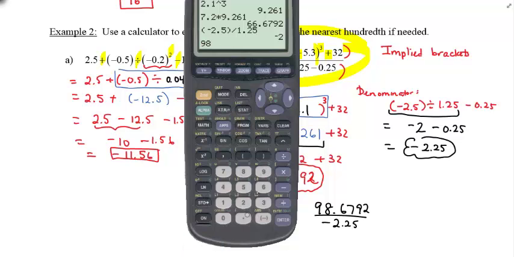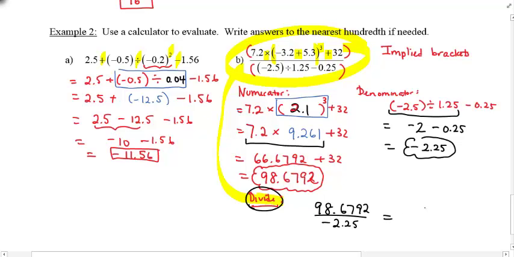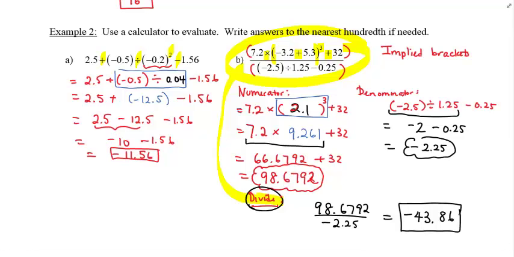So 98.6792, we're going to divide that by negative 2.25. Ooh, it's a nasty number, but I did give you instructions to round to the nearest hundredth, so I believe negative 43.86 would be the final answer. Woo! Does your brain hurt right now? Yeah, it might, because there's a lot of steps, but once again, if you just keep track of things and do things slowly and not try to skip too many steps, I think you'll be fine.